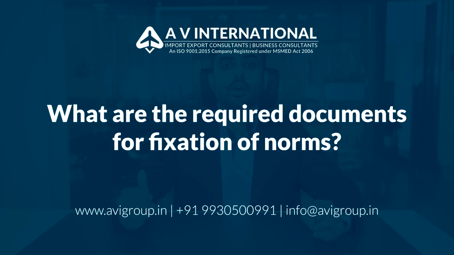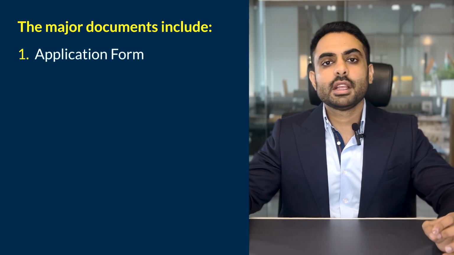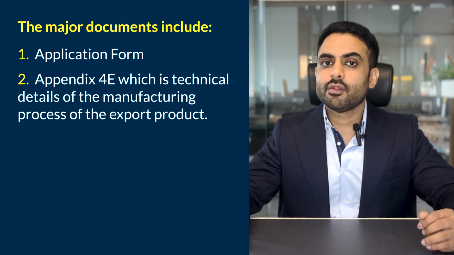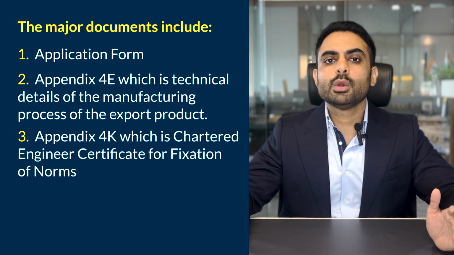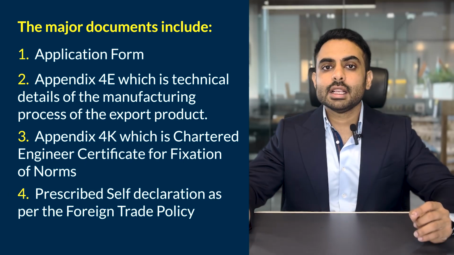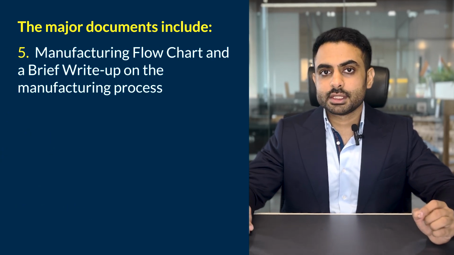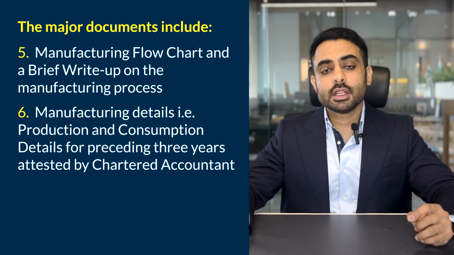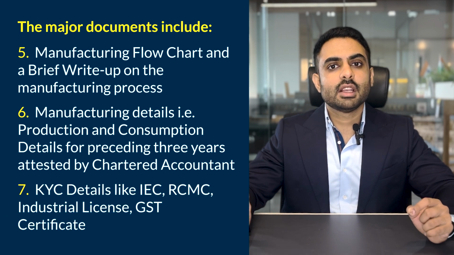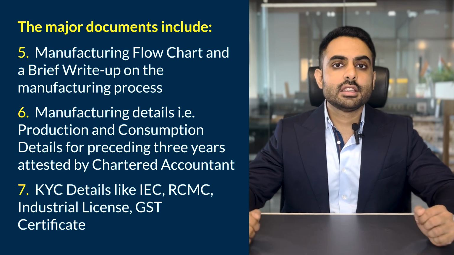Now, what are the required documents for fixation of norms? The major documents include first being application form, second being Appendix 4E, which is the technical details of the manufacturing process of the export product. Third is Appendix 4K, which is a Chartered Engineer Certificate for fixation of norms. Fourth is prescribed self-declaration as per the foreign trade policy. Fifth is the manufacturing flowchart and a brief write-up on the manufacturing process. Sixth is manufacturing details, that is production and consumption details for the preceding 3 financial years attested by the chartered accountant. Seventh and lastly is the KYC details like IEC, RCMC, industrial licenses and GST certificate.